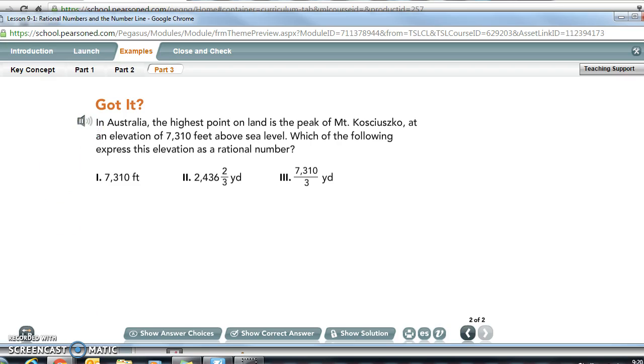In Australia, the highest point on land is the peak of Mount Kosciuszko at an elevation of 7,310 feet above sea level. Which of the following express this elevation as a rational number? Go ahead and solve this problem by yourself and put it in your notes. So go ahead and solve this. When you're done with your homework, come see me for help.